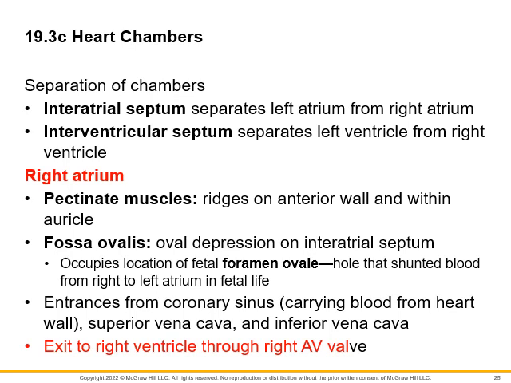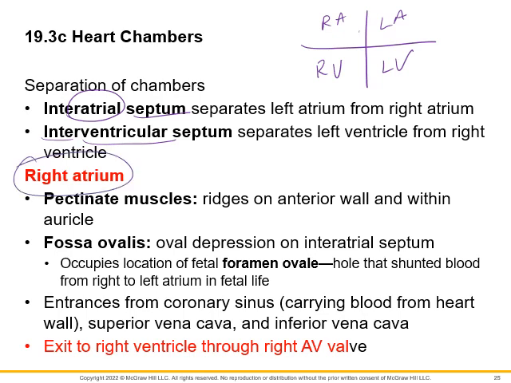You have separation between the chambers, so there is going to be a wall or a separation division between the right atria and the left, and the right ventricle and the left ventricle. So an interatrial septum, that would be between the two atria. Interventricular, that would be between the two ventricles. In the right atrium, you are going to have muscles, these pectinate muscles. These are ridges on the anterior wall. We'll see an image of those in just a second.